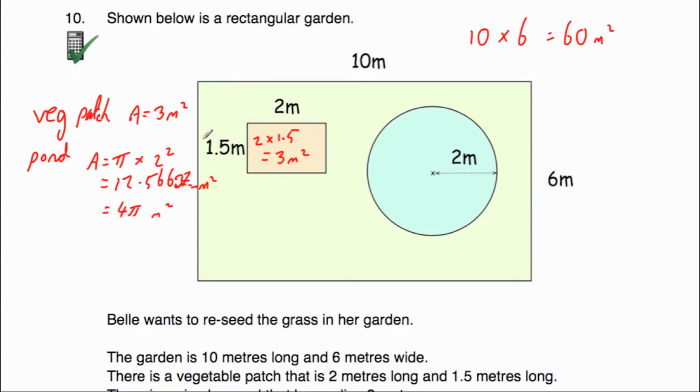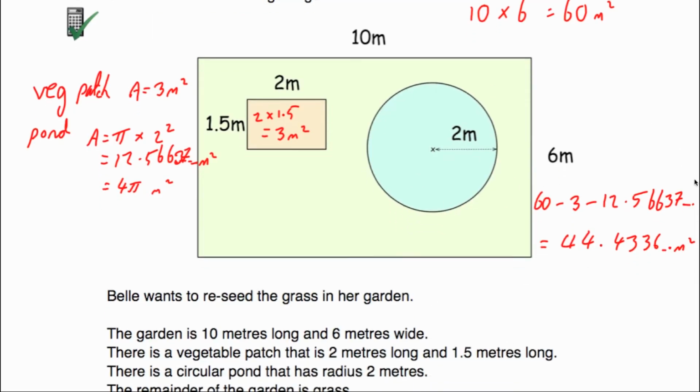So we know the area now of the whole garden. We've got the area of the vegetable patch and the area of the pond. So if we take the area of the vegetable patch and the area of the pond away from the area of the whole garden, then that would tell us what's left for the grass. So if we do 60, take away the area of the vegetable patch, which is 3, take away the area of the pond, which was 12.56637 and so on, that will tell us the area of the grass. And that's equal to 44.4336 and so on meters squared. So that's the area of the grass.